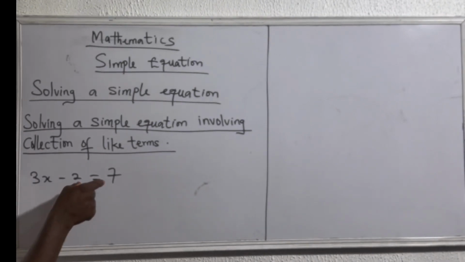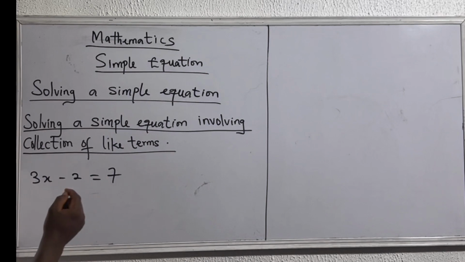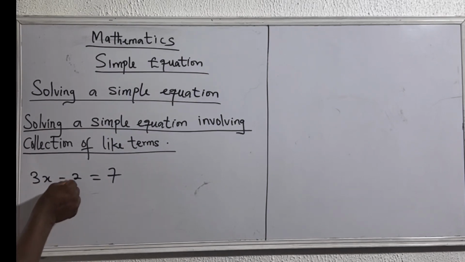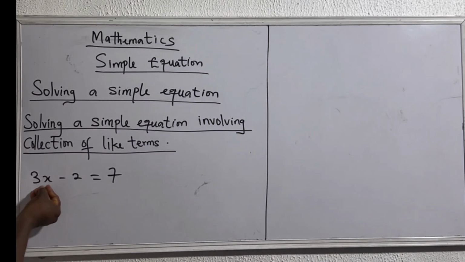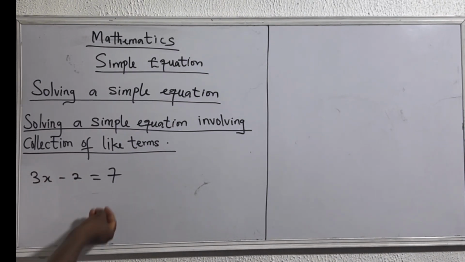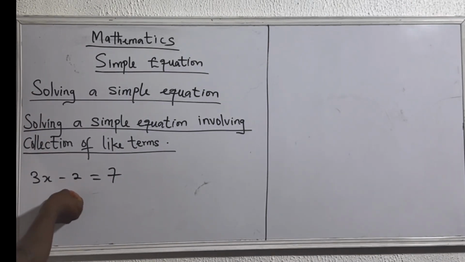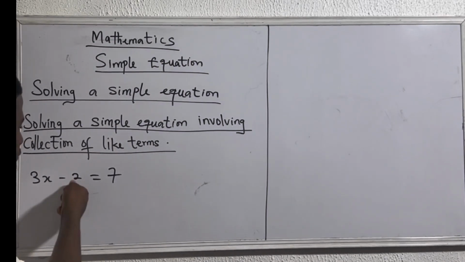Now to solve this equation by collection of like terms, it simply means that we eliminate the constant that is with the variable, right? If you look at this expression on the left hand side, we have a variable and then we have a constant, right? And then if you look at the expression on the right hand side, we have a constant. So we have to delete the constant on the left hand side. Now to delete the constant on the left hand side, we find the inverse of the constant.